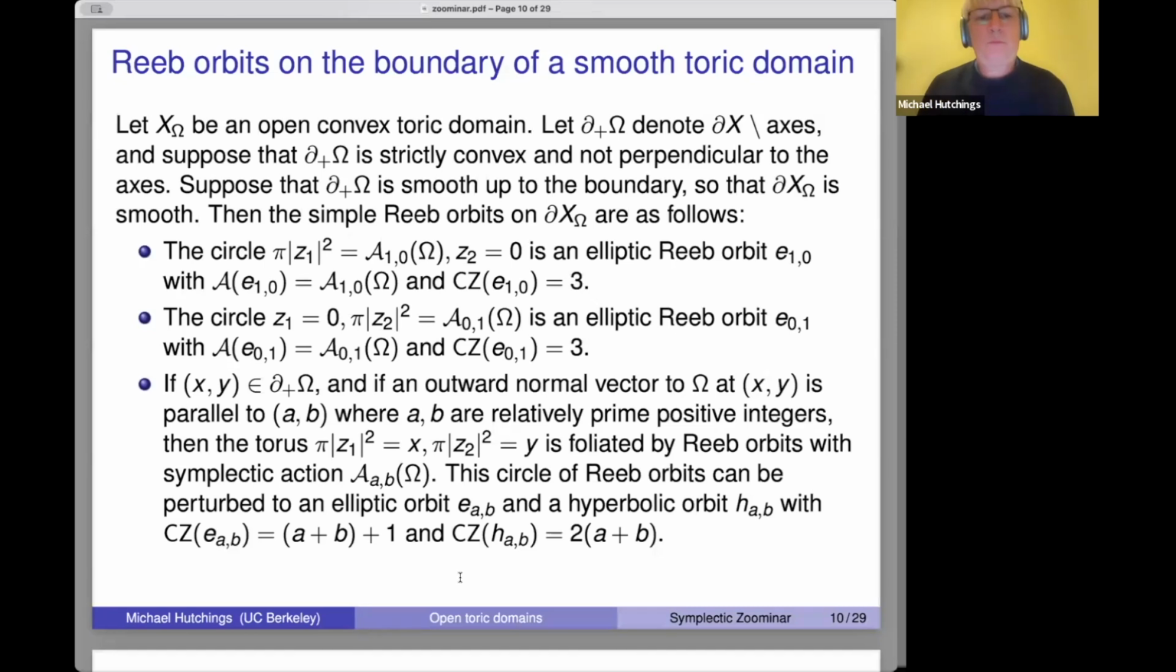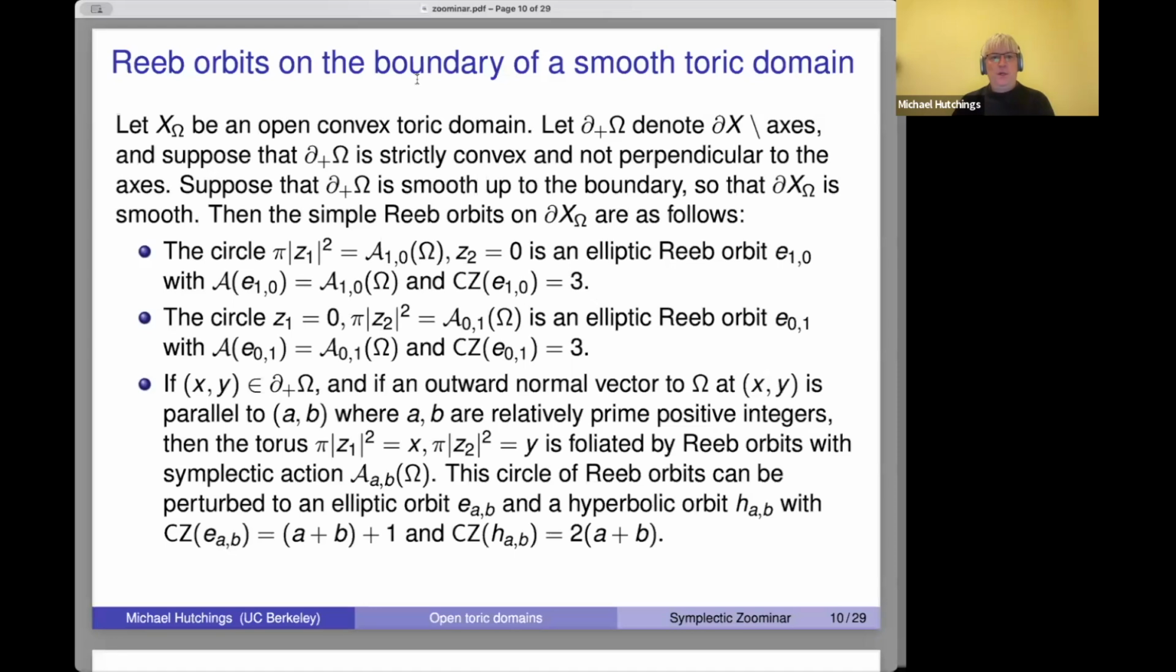Now, why am I calling it the action? Well, that's because this comes from the Reeb orbits. Sorry, the slide is a little crowded. So if boundary plus Omega is the boundary curve of Omega, not including the axes, and just to simplify this discussion, let's suppose that that curve is strictly convex and that where it touches the axes, it's not perpendicular to them.